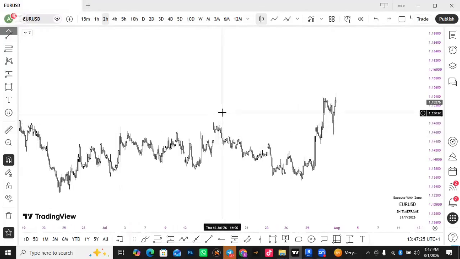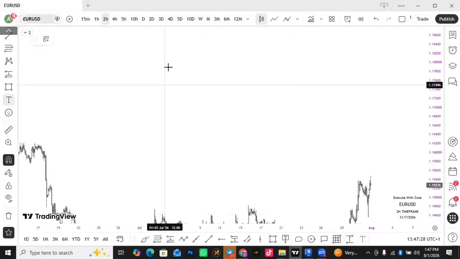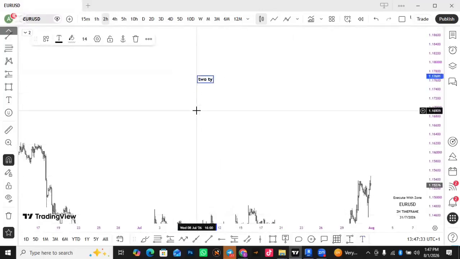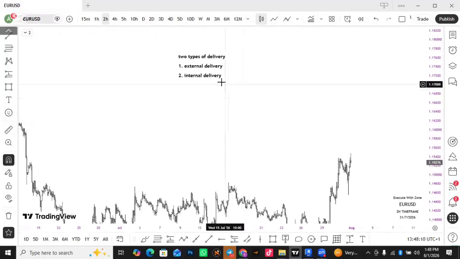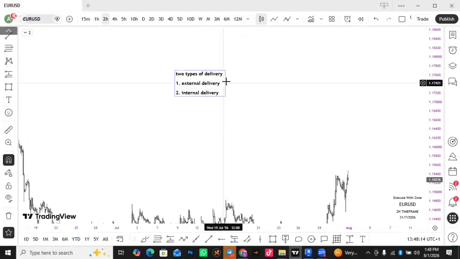I want you to understand something before we move further. We have two types of delivery in the market. One is external delivery, while the other one is internal delivery. Every move we are seeing in the particular chart belongs to one of these. It either belongs to external delivery or it belongs to internal delivery.